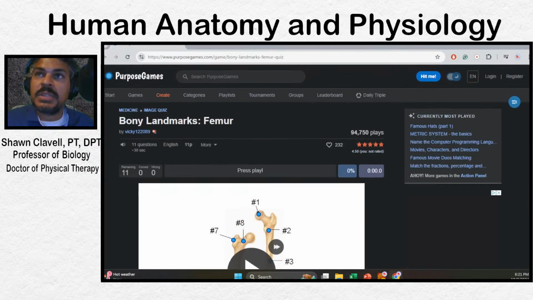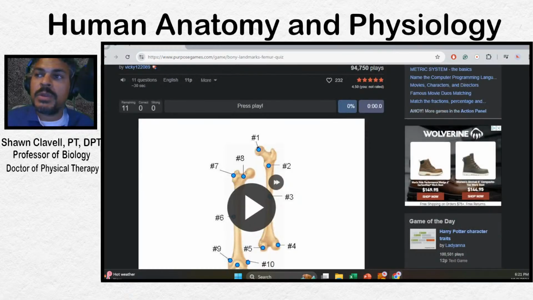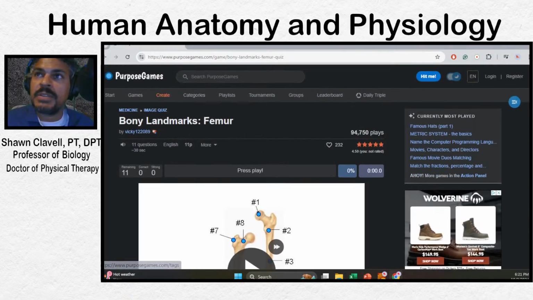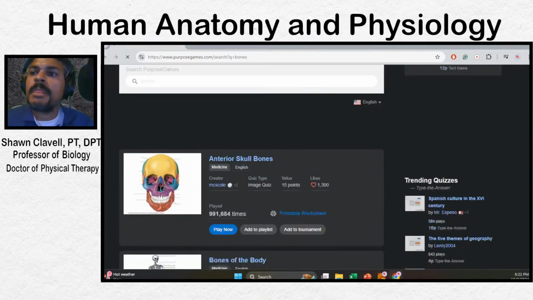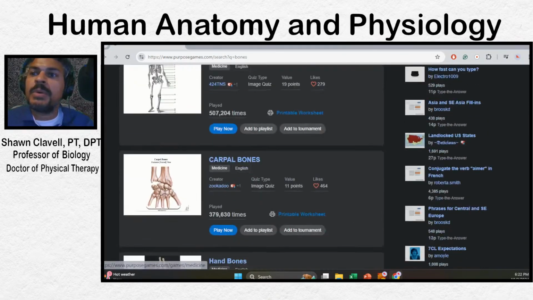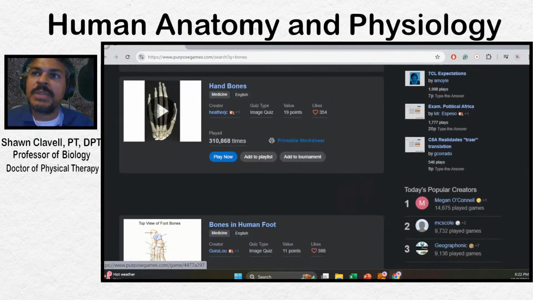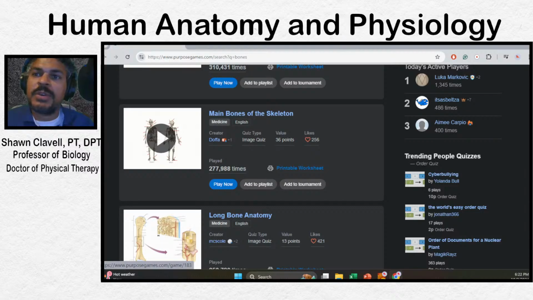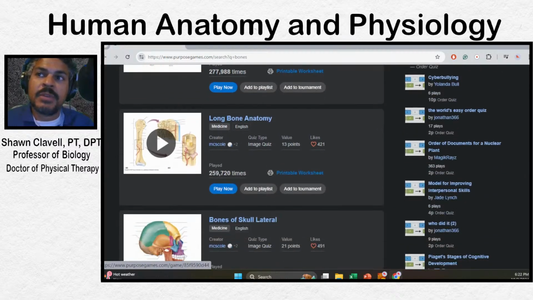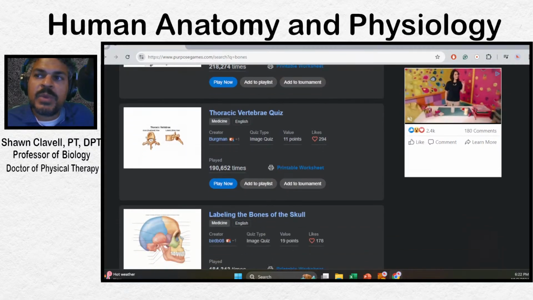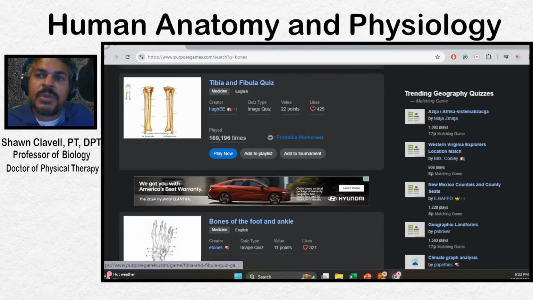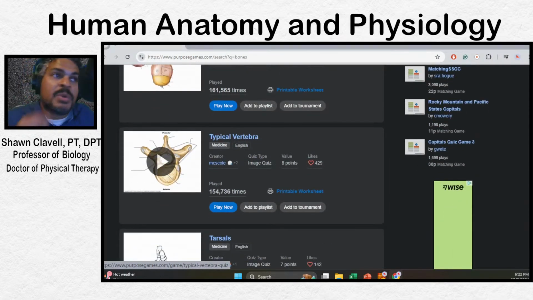But nonetheless, you can see that these Purpose Games are really good at identifying these different bones. So let's see if we can find some. Anterior skull bones, bones of the body. You can identify the carpal bones, hand bones, bones in the human foot. These Purpose Games, long bone anatomy, will definitely be utilized. And you can even create a printable worksheet here. But yeah, take a look at these Purpose Games. I think that would be one of the best ways to identify the different features associated with the different vertebrae and other bones of the body.